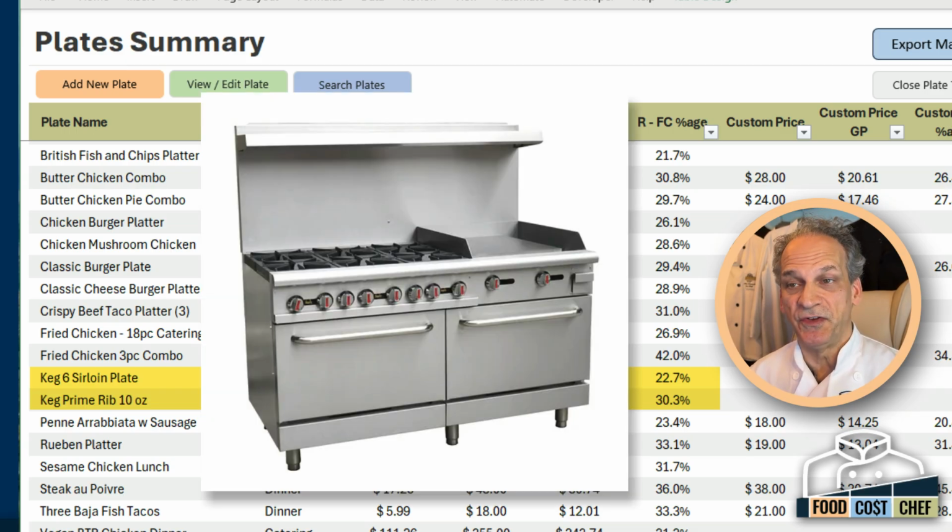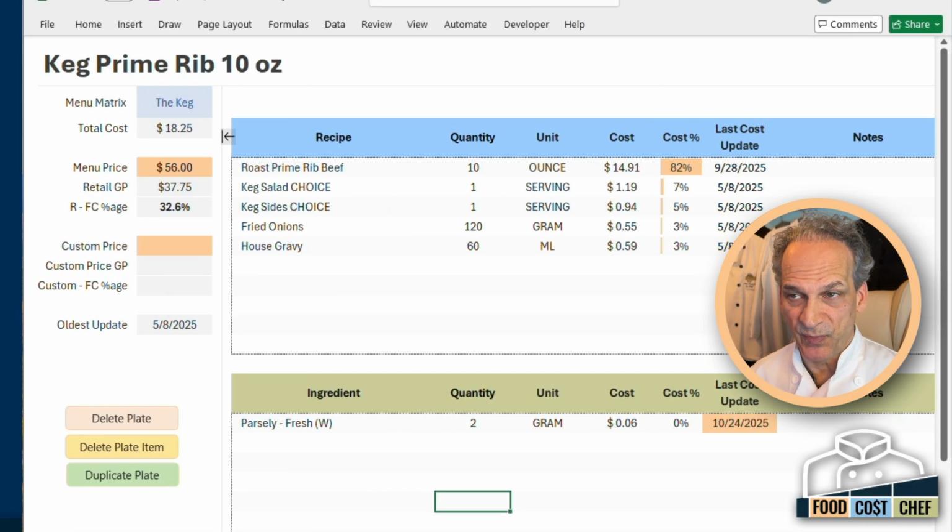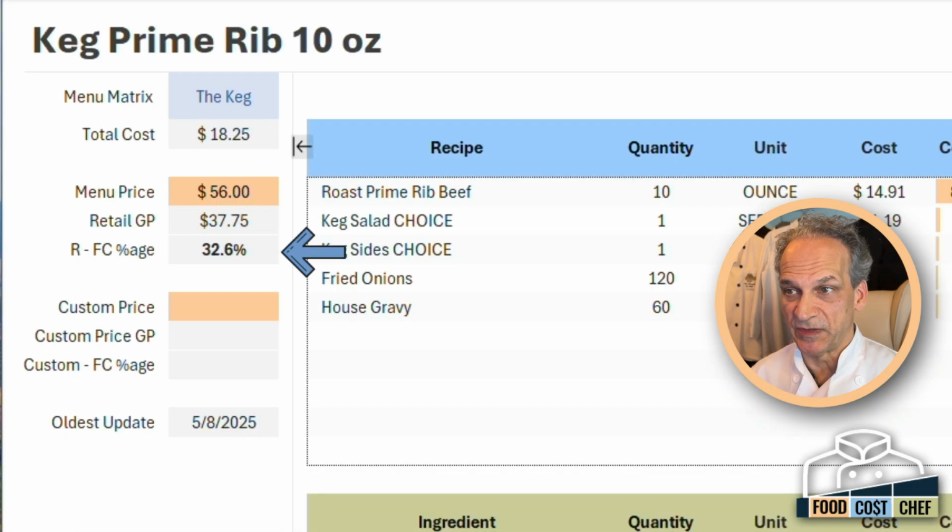Now, I will say the 80% yield is probably too good to be true if your kitchen is using a conventional oven, like a reach-in Wolf or Garland range oven. If you're cooking your prime ribs in that, you're probably going to be closer to something like 75% cooked weight, or let's say 11.25 kilograms. That brings the food cost to 32.6%.